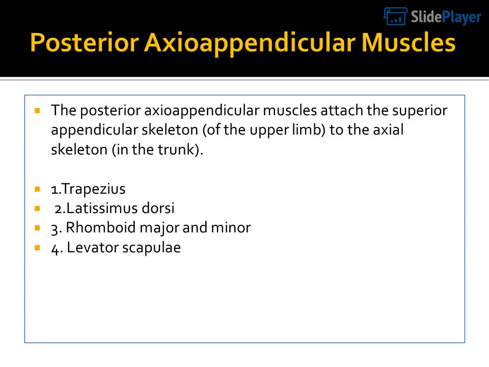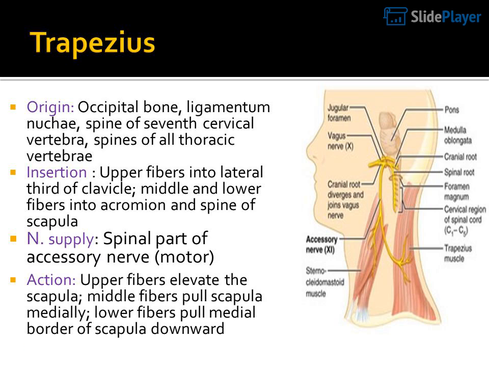1. Trapezius. 2. Latissimus dorsi. 3. Rhomboid major and minor. 4. Levator scapulae. Trapezius and supply, spinal part of accessory nerve, motor. Origin, occipital bone, ligamentum nuchae, spine of 7th cervical vertebra, spines of all thoracic vertebrae. Insertion, upper fibers into lateral third of clavicle, middle and lower fibers into acromion and spine of scapula.